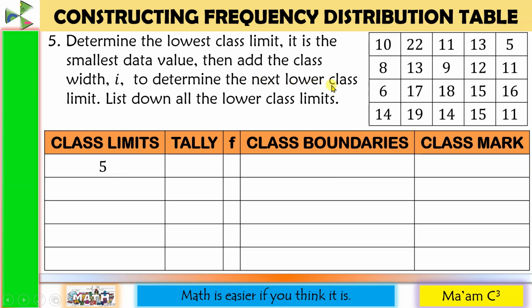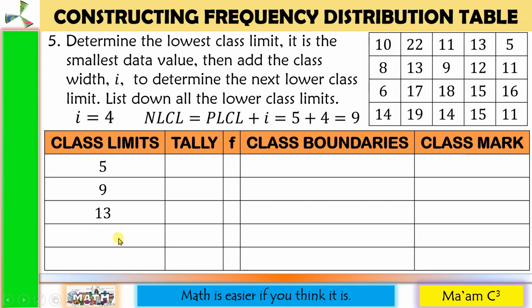The next lower class limit is equal to the previous lower class limit plus the class width. Our previous lower class limit is 5 plus the class width. Recall our answer in step 3, i is equal to 4. So 5 plus 4 is equal to 9. This is our next lower class limit, so we'll write it here. The next lower class limit is equal to the previous plus the class width. So the previous is 9 plus the class width 4. 9 plus 4 is equal to 13.